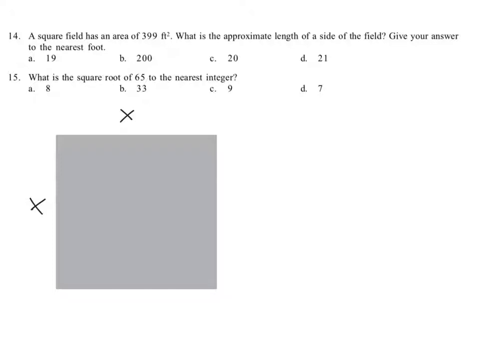So how would you get it? You find the area by doing length times width, or in the case of a square, side times side. So we would say x squared gave us that 399. If we wanted to find x, the length of the side, we would take the square root of both sides. We're essentially saying what number times itself gave us 399, to the nearest foot. So what we are trying to figure out is what whole number gets us as close to 399 as possible.